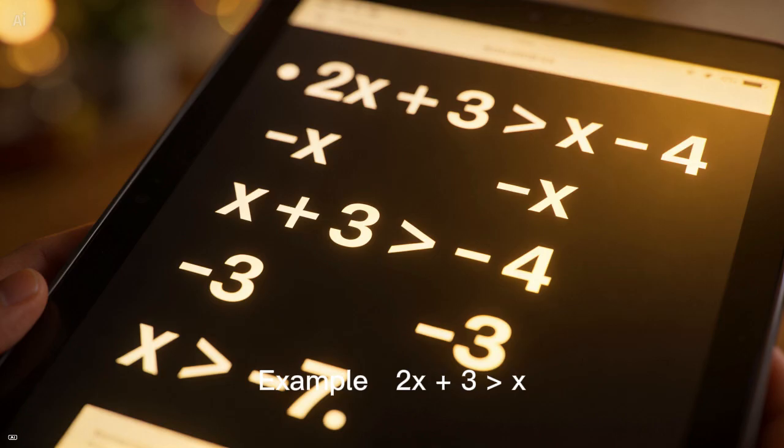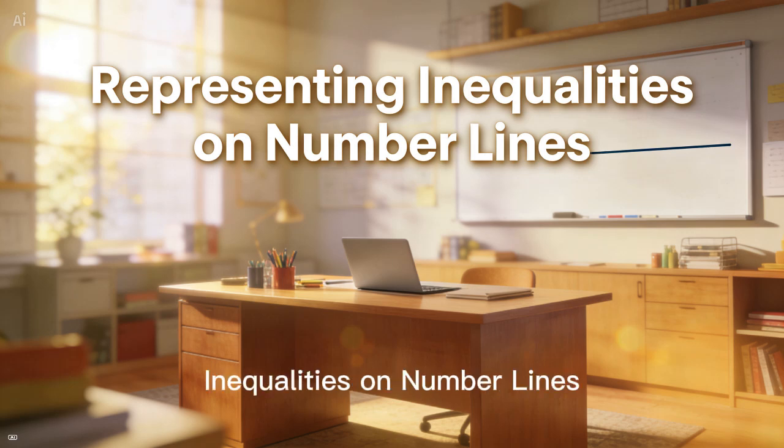Example: 2x plus 3 greater than x minus 4. Subtract x. We have x plus 3 greater than minus 4. Subtract 3. We find that x is greater than minus 7.